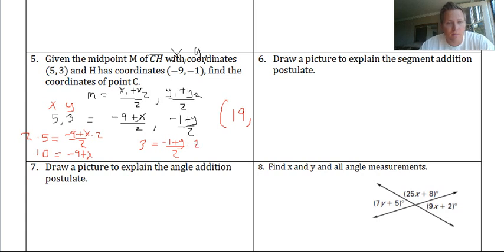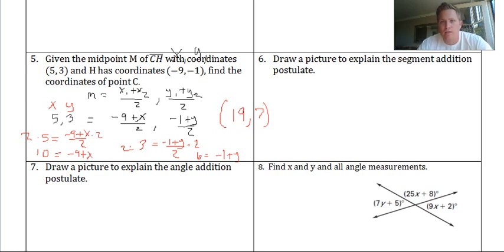I'm going to times 2 to both sides right here. This is going to give me 6 equals negative 1 plus y. I'm going to add 1 to both sides, and I'm going to get y is going to equal 7. And there's my midpoint that I have right there.